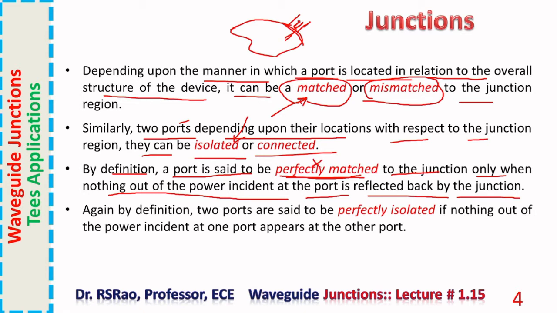If reflection is there, even if it is a small portion of the incident wave, then the port is no more perfectly matched. Again, by definition, two ports are said to be perfectly isolated if nothing out of the power incident at one port appears at the other port. To describe the meaning of perfect isolation, consider two ports. Let us say this is one port, here is another port. Now, let us suppose a source is connected at port 1. The source drives some power, a wave, into the junction. Nothing out of this appears at port 2, then one says 1 and 2 are perfectly isolated from each other.